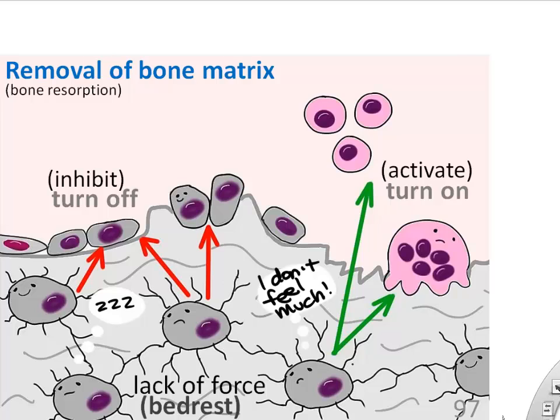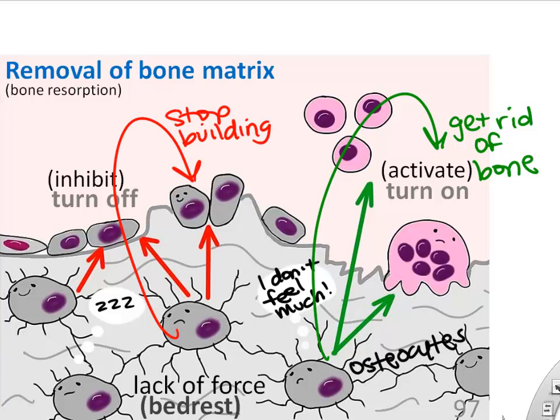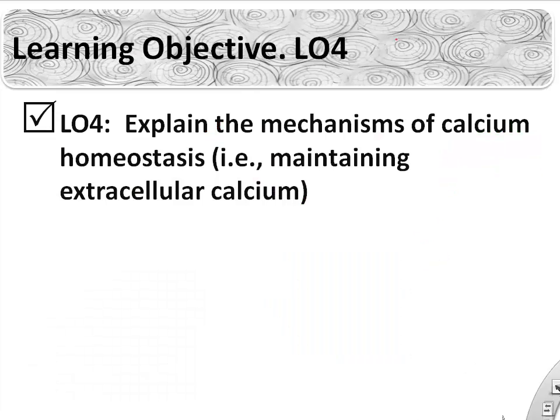The reason is the osteocytes don't feel any stress. They signal to the osteoblasts to turn off, and they turn on the osteoclasts. So when you turn on the osteoclasts, they start chewing up the bone, and the osteoblasts stop building the bone, and so you start releasing the bone matrix of collagen and calcium and phosphate into the extracellular fluid. So basically, your bones start breaking down if they're not stressed.